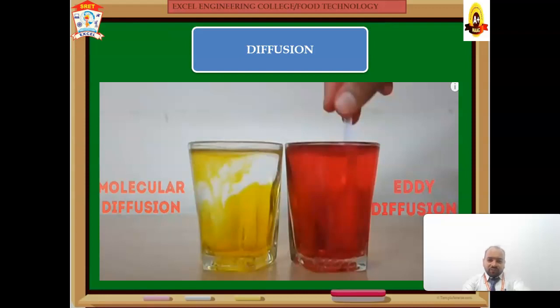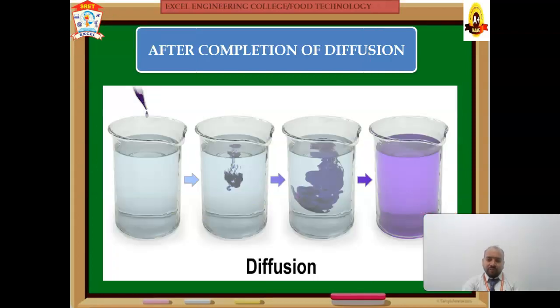This is one of the differences between molecular and eddy diffusion. Molecular diffusion takes some time to attain equilibrium. Eddy diffusion is done by a stirring process, so equilibrium is attained easily. That's why we utilize eddy diffusion, because it reduces the process time, the operation time. So that is the difference between these two divisions of mass transfer operations. After completion of diffusion, we end up with our product.